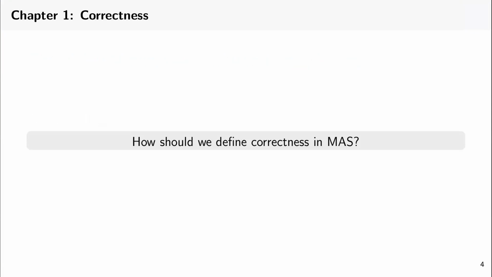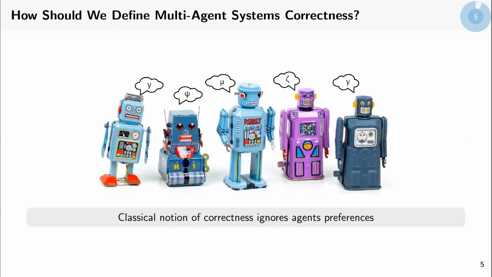Now we start with this question: how do we define correctness in multi-agent systems? The classical notion of correctness in formal methods, in formal verification, ignores agent preferences. It sees the system as one big unit without any subunits or agents inside. We would like to define correctness with respect to the rational choices of the agents. Each agent has some goals, gamma, psi, and so on, and we want to define correctness with respect to the rational behavior of the agents.